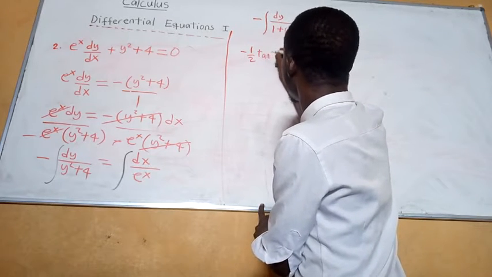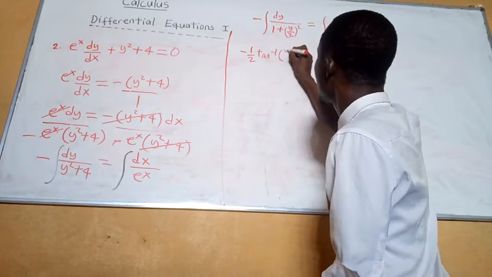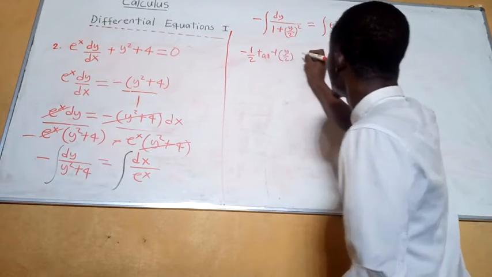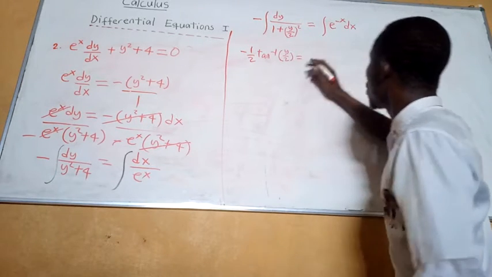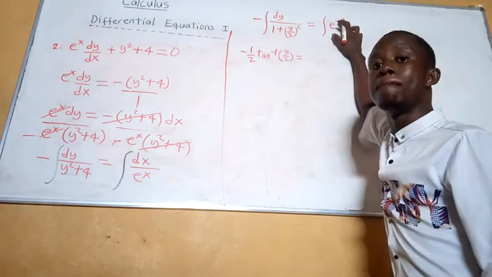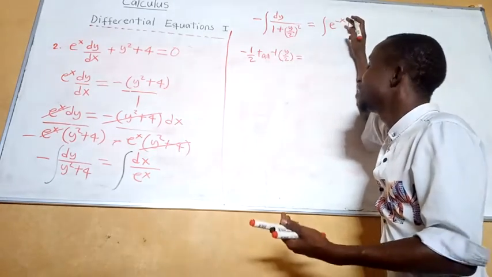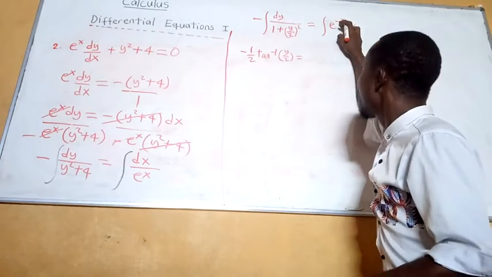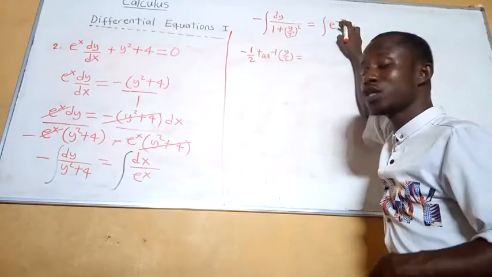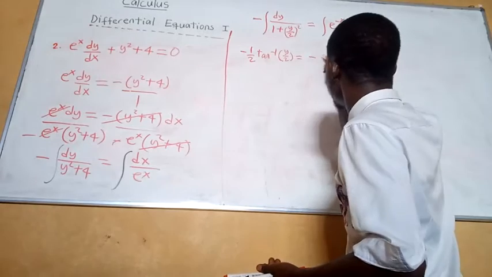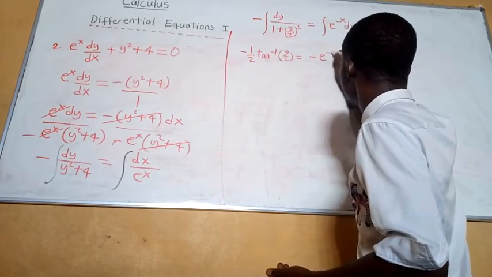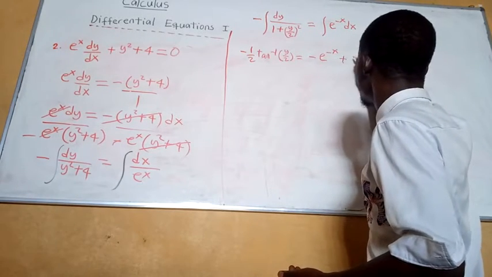tangent inverse of y over 2 equal to, when we set u to be equal to minus x, and we have to differentiate, and after one differentiation, when we integrate, we'll have minus e to the minus x plus some constant c.